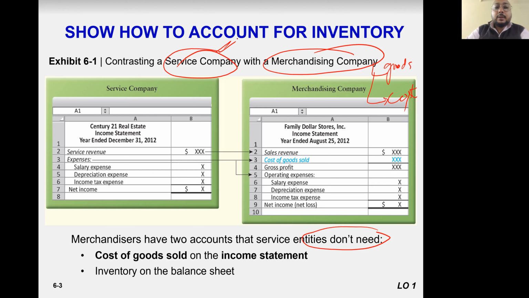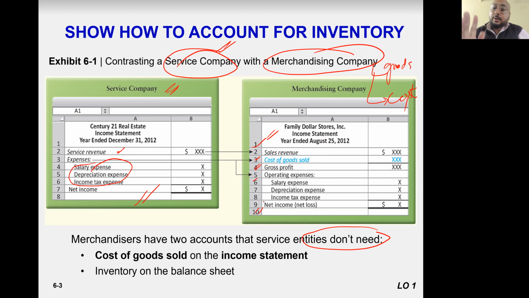All right. So the service company income statement looks like this: revenue minus expenses is equal to net profit. But when we talk about the merchandiser, then there's going to be a multi-step income statement. Sales minus cost of goods sold is equal to gross profit. Gross profit minus all operating and selling expenses is equal to operating income, and then you have all the income taxes and interest expenses, and you get net income.